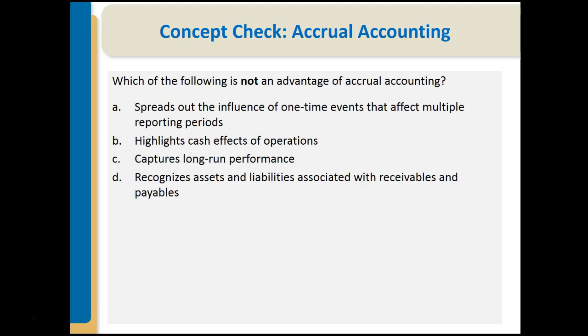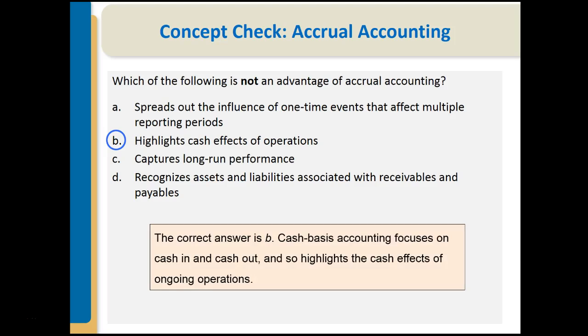Remember, we talked that accrual accounting really focuses on the revenues as they are earned and the expenses as they are incurred. So the one of these items that is not an advantage is B. The cash basis accounting focuses on cash in and cash out. And so that doesn't work with accrual accounting. This highlights the cash effects of ongoing operations.